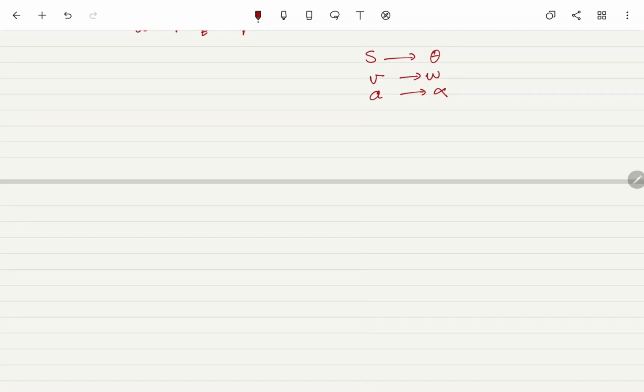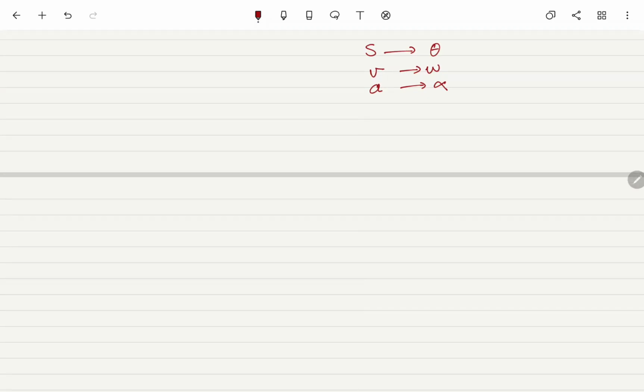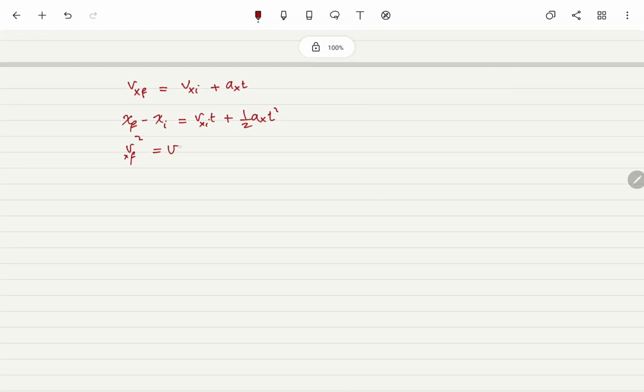Now, back to the equations of motion we mentioned before. In translational motion, Vx final equal to Vx initial plus ax t, and x final minus x initial equal to Vx initial t plus half ax t square, and Vx final square equal to Vx initial square plus 2ax times x final minus x initial, and the last one here, x final equal to x initial plus half Vx final plus Vx initial times t.